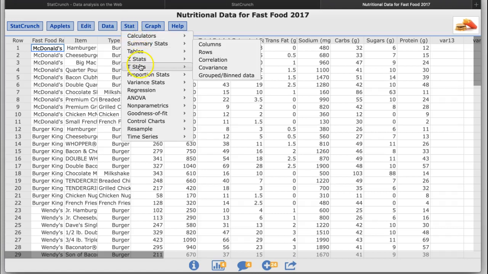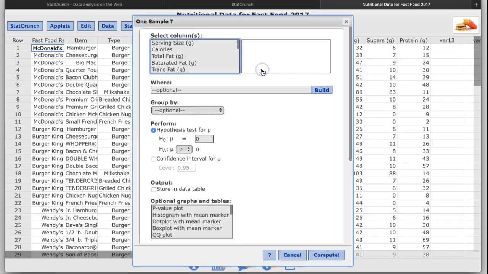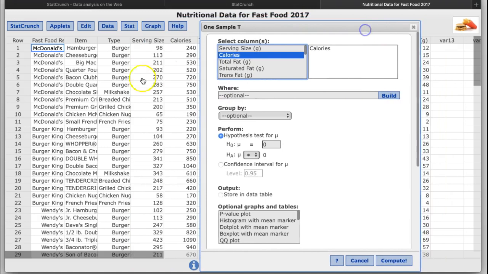So Stat, T-stat, one sample with data. Okay, summary is if you're just given the sample mean and sample standard deviation, but if not, we just do with data. So I'm going to do with data. I want to do calories. And if I just do calories, it's going to give me the confidence interval of all the calories. But remember, I just want the type which is equal to burger. So that's what I'm going to do here.